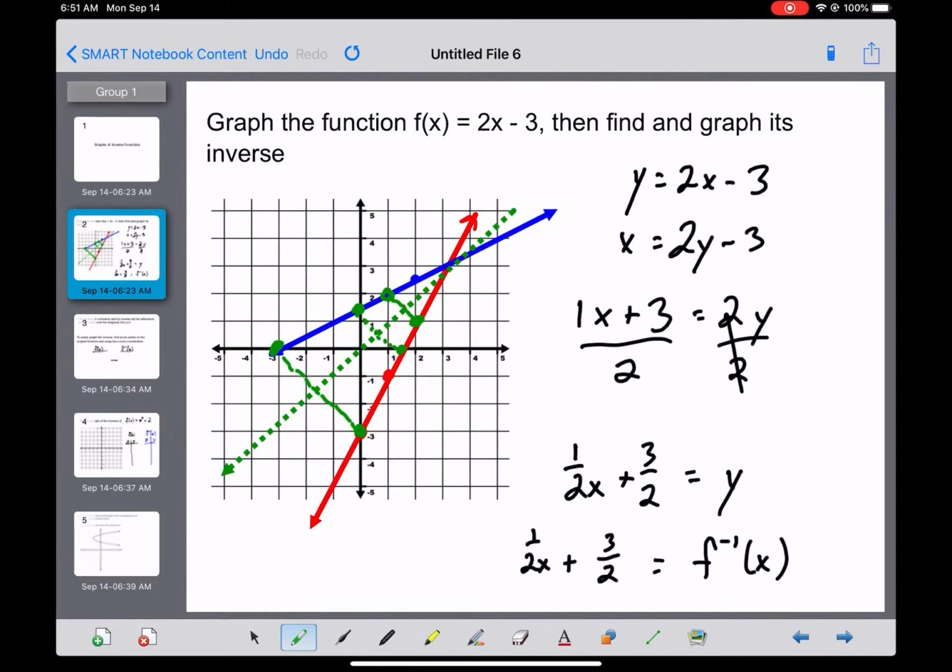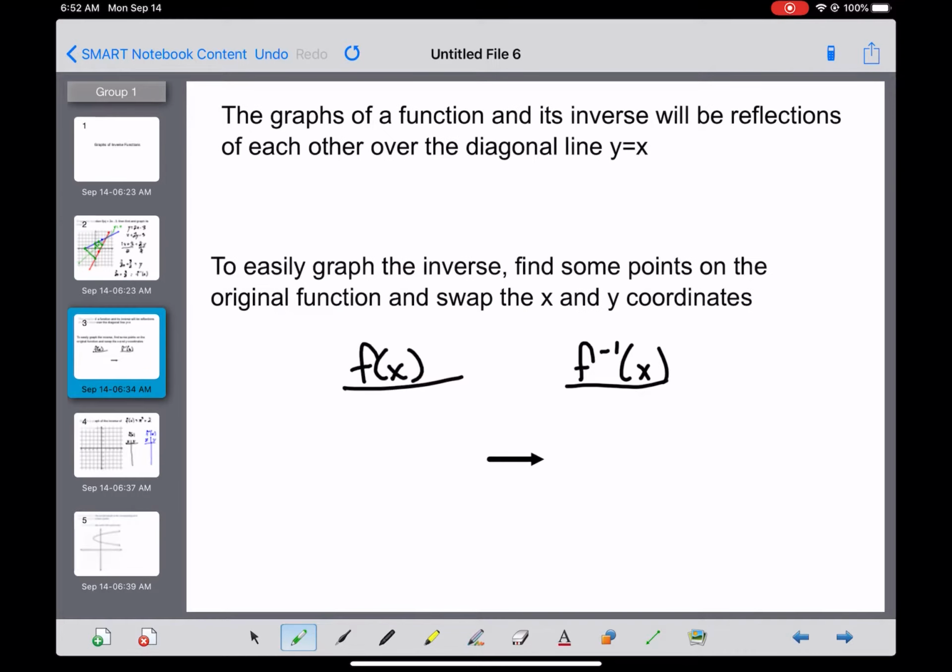And what is this diagonal line? Well, this is the line that crosses through the origin with a slope of 1. It goes up 1 over 1. So this is just the line y equals x. So anytime you're graphing a function and its inverse, they should be reflections of each other over the line y equals x. So again, just in words, the graphs of a function and its inverse will be reflections of each other over the diagonal line y equals x.